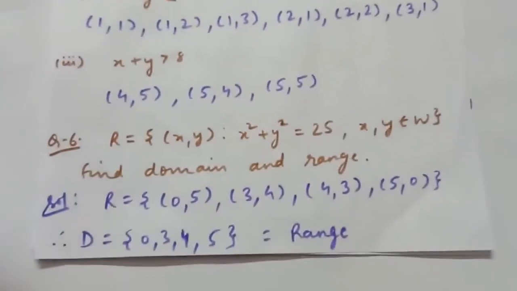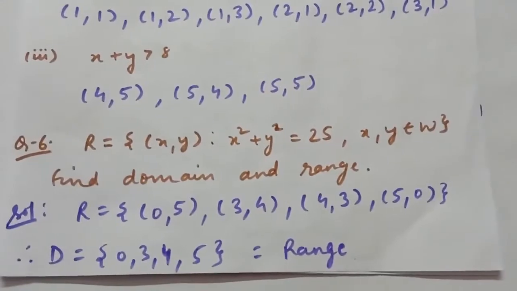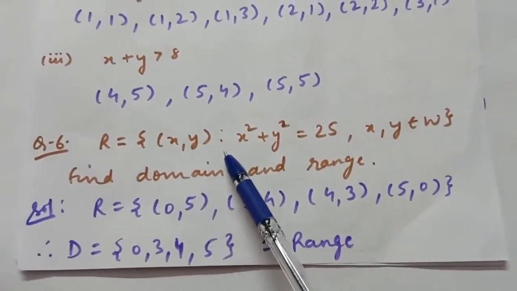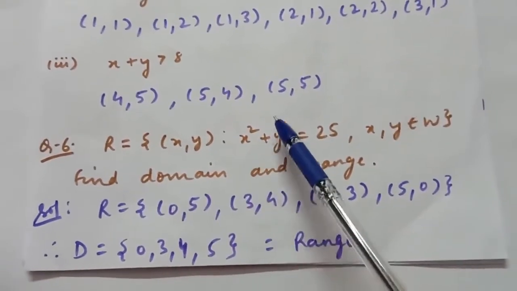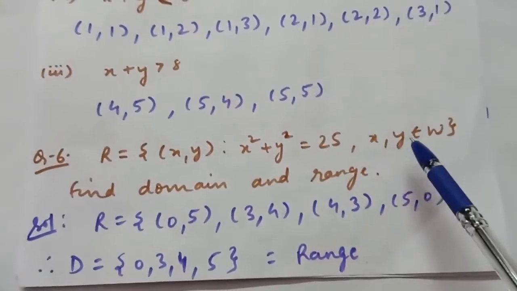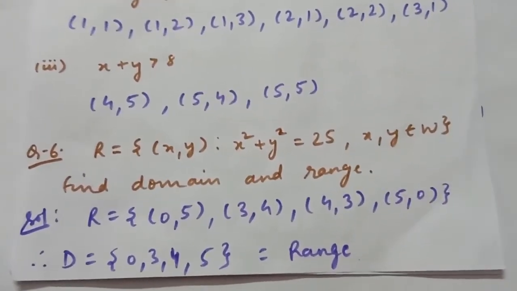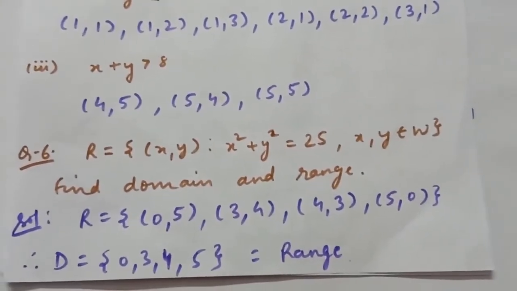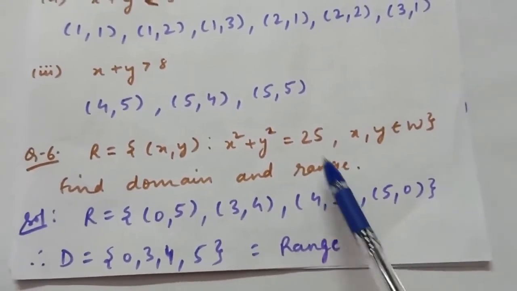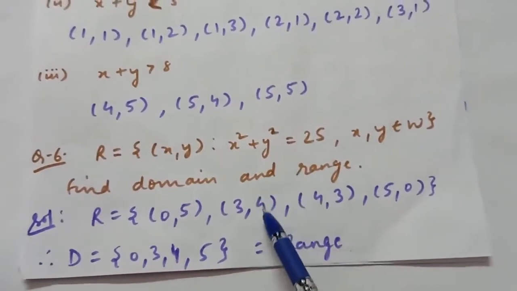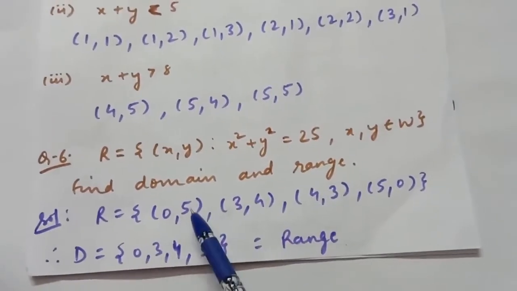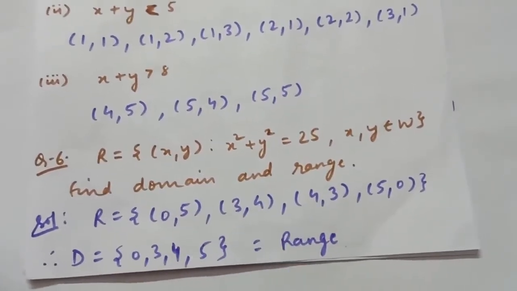Clear? Now question number 6. R is the relation given by (x, y) such that x square plus y square is equal to 25 and x, y both belong to the whole numbers. Find domain and range. For this, first of all, find the relation in roster form. Then all the first elements will be the domain and the second elements will be the range, right?